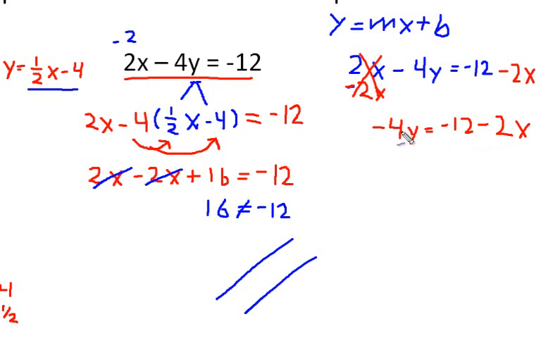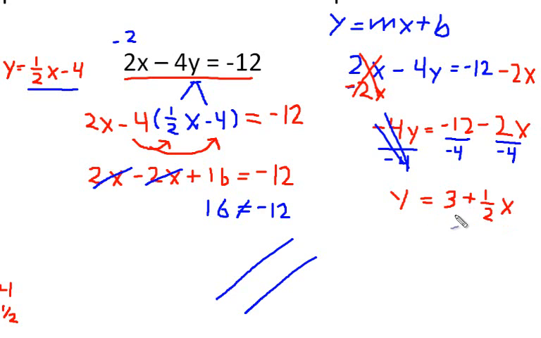Okay, next step here, I want to cancel out this -4, and I do that by dividing by -4. Okay, negative 4y divided by negative 4. These negative 4's are going to cancel, and I'm going to get left with y equals negative 12 divided by negative 4 is going to give me a positive 3. And then negative 2 divided by negative 4 is going to give me a positive 1/2 x. Okay, the last step here to get this in slope-intercept form is just to switch this positive 3 and this positive 1/2 x. So I'll be left with y equals 1/2 x plus 3.